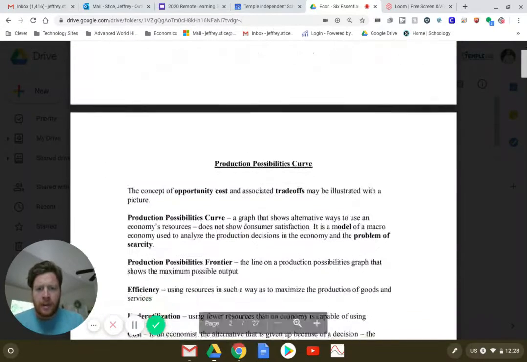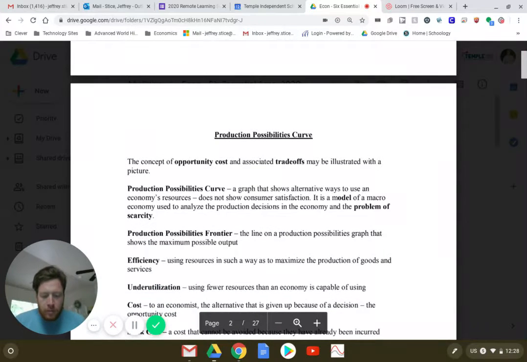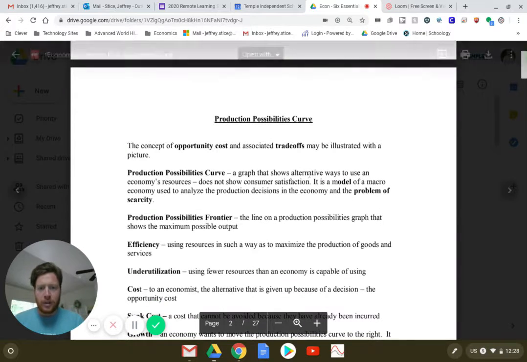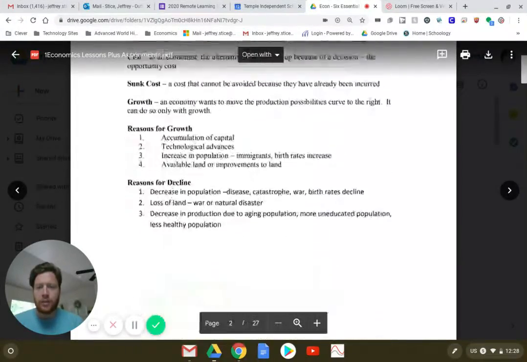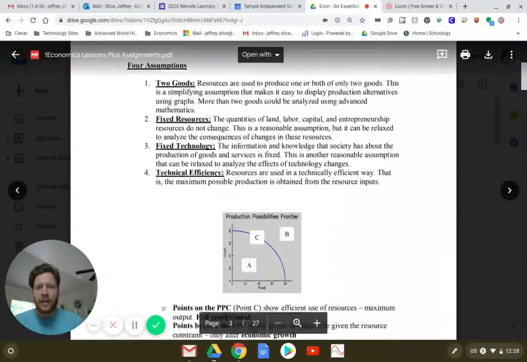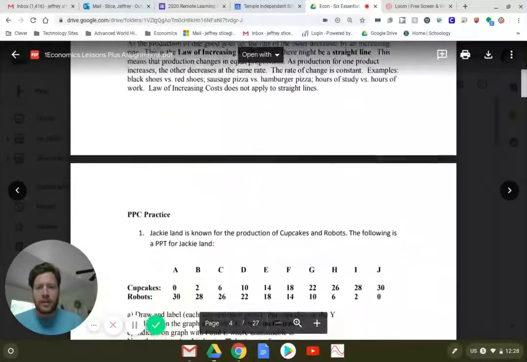Okay. So there are 6 assignments. Each assignment is from one of the 6 units that you would have been taught throughout the school year in your economics classroom. The first assignment covers basic economic concepts related to the production possibilities curve. Please read through these notes on different terminology for the production possibilities curve. Read through, again, some of these definitions.